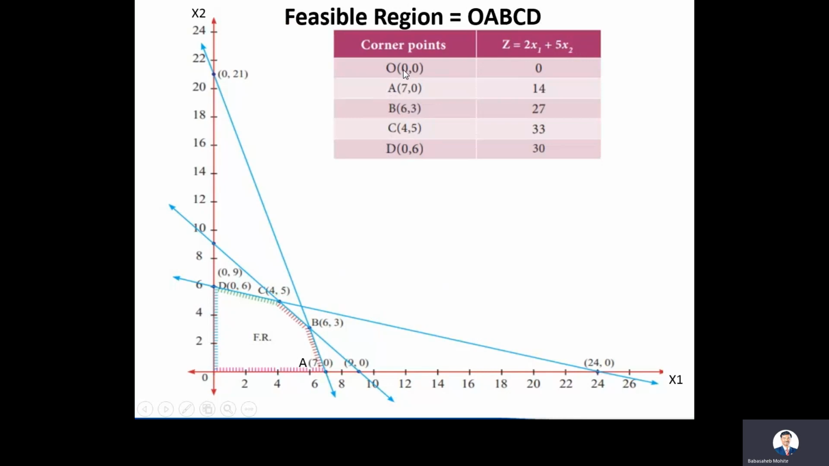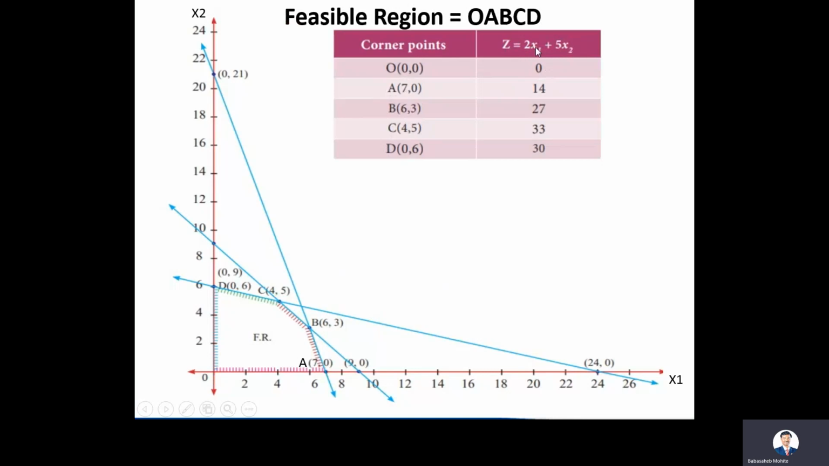Now what you have to do? This first value is the value of x1, this value is the value of x2. Just put these values in this objective function. So if I put x1 equal to 0 and x2 equal to 0 in this equation, 2 into 0 plus 5 into 0, that is 0 plus 0, which is 0. Now the second one, if I put x1 equal to 7 and x2 equal to 0 in this objective function, I get 7 into 2 is 14, plus 5 into 0, 0. So 14.